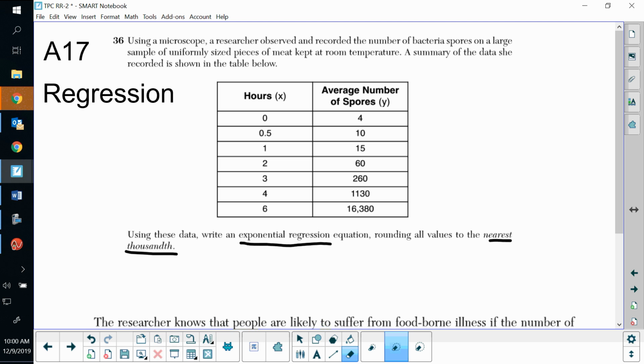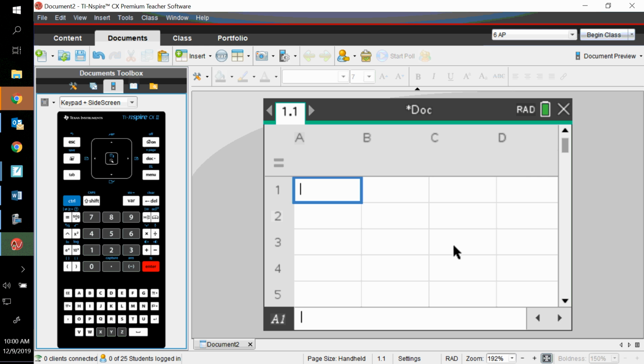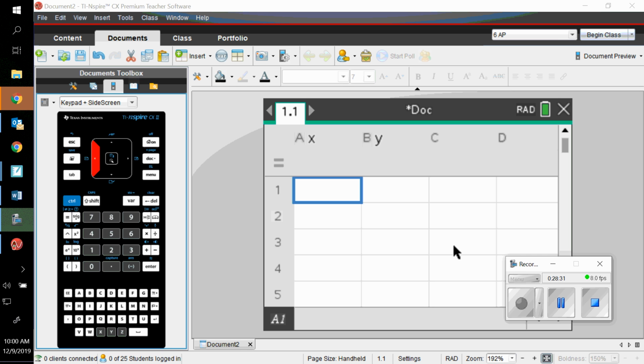In our chart, they just had X and Y, so I'm going to make those as my heading. Okay, and we're going to pause the video now for 2 minutes for you to put the data in, and then we will come back together to finish off the problem.